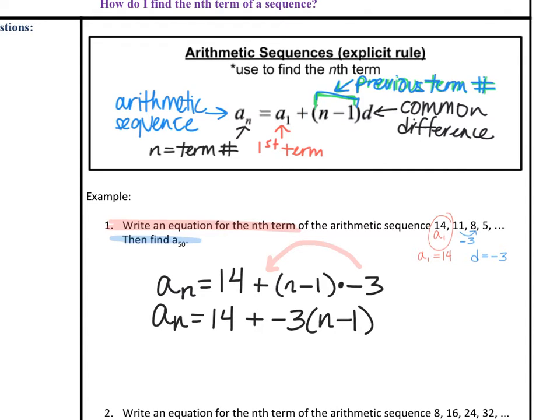You got to have this. If I ask for the equation, this is what I want. So this is important. I'll box it. There's your equation.